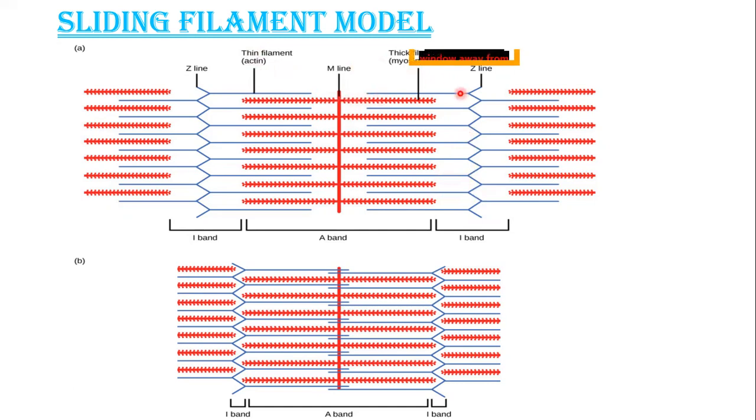Now, students, the light band is also called the I band because it is isotropic, and the A bands are anisotropic and also called what? Dark band. They consist of myofilaments. The I band or light band is bisected by a line which is called what? Z line. While the dark band is bisected from the middle by a line which is called what? M line.